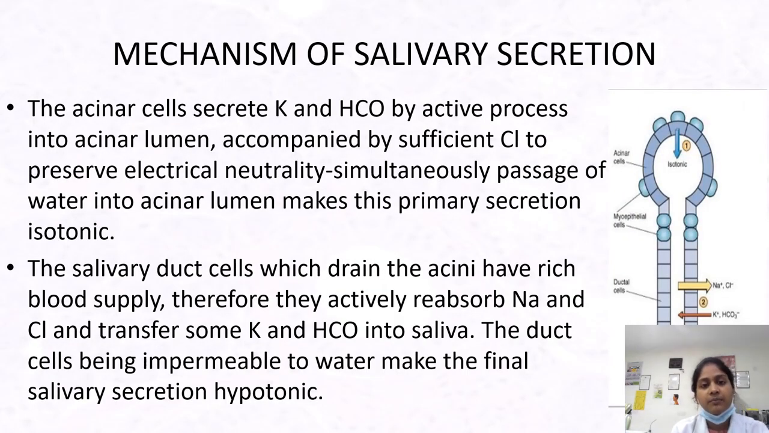Now coming to the mechanism of cellular secretion. The acinar cells secrete potassium and bicarbonate by an active process into the acinar lumen, which is accompanied by sufficient chloride to preserve electrical neutrality. Simultaneously, passage of water into the acinar lumen makes this primary secretion isotonic. The salivary duct cells, which drain the acini, have a rich blood supply. Therefore, they actively reabsorb sodium and chloride and transfer some potassium and bicarbonate into the saliva. The duct cells, being impermeable to water, make the final secretion hypotonic.